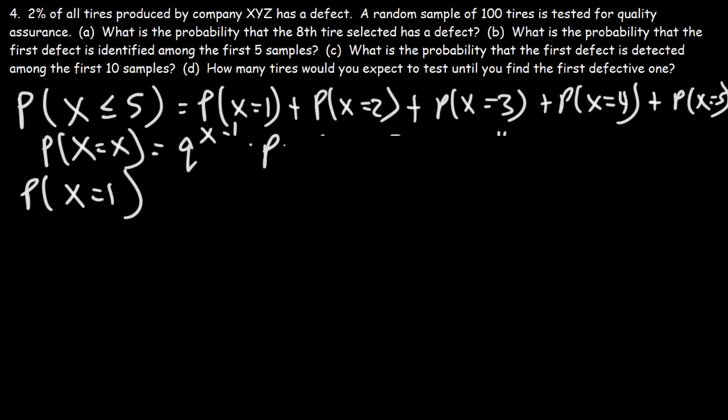So keep in mind, P of X less than 7 includes all the numbers from 1 to 6. It does not include 7. So how do we get this answer?